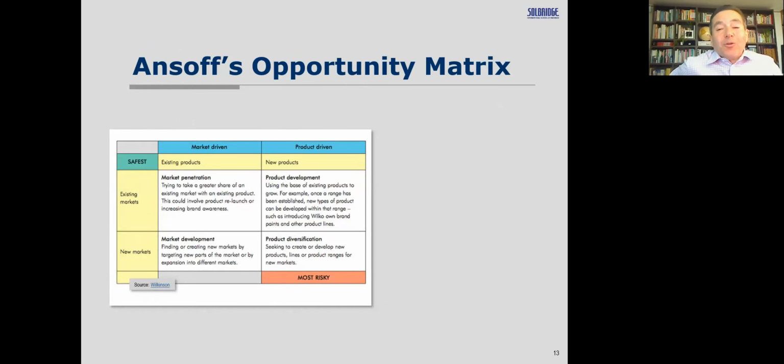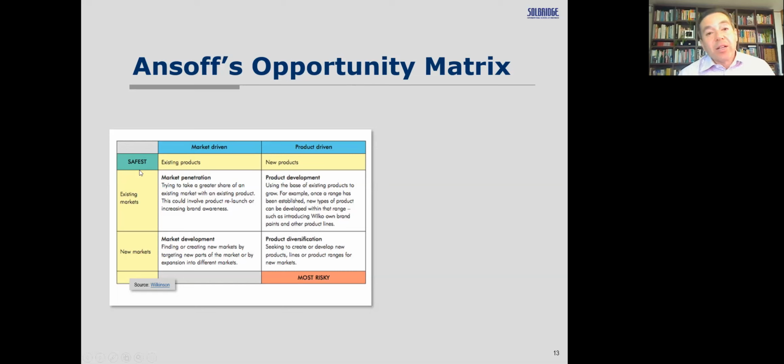So another framework for strategy is Ansoff's opportunity matrix. Based on what I showed you before, it's very similar. On one dimension, you have market-driven versus product-driven. And on the other dimension, you have existing markets versus new markets. So the 4 different strategies that correspond to this framework would be, on the upper left, market penetration. You have existing products and existing markets.